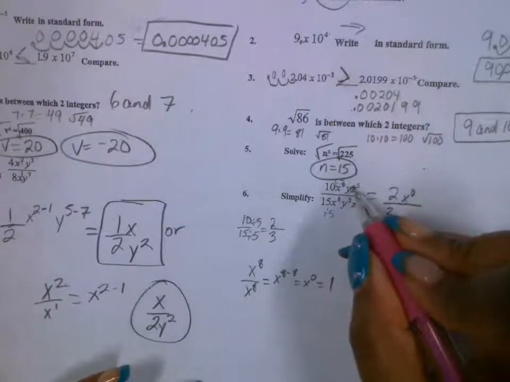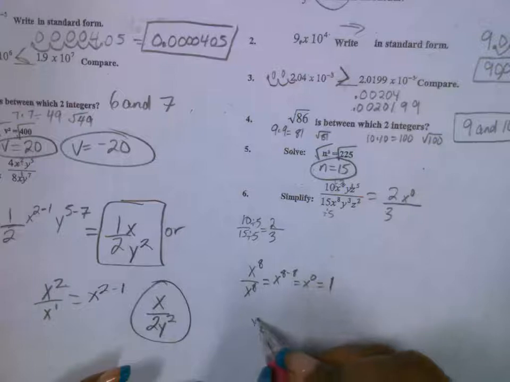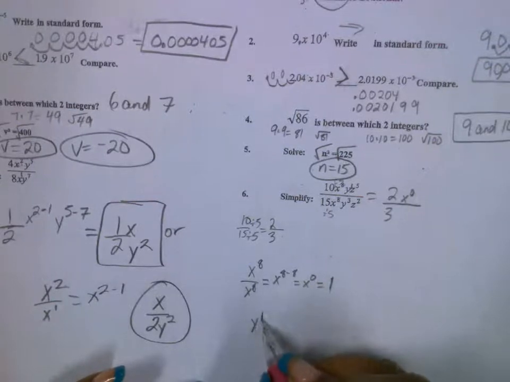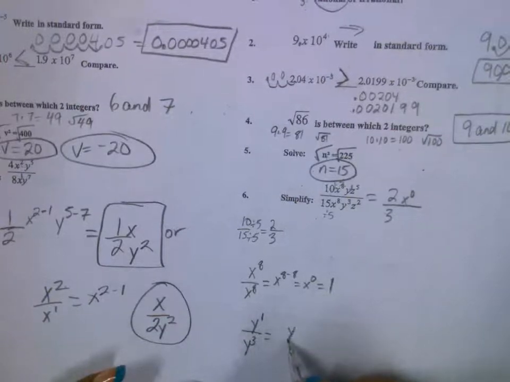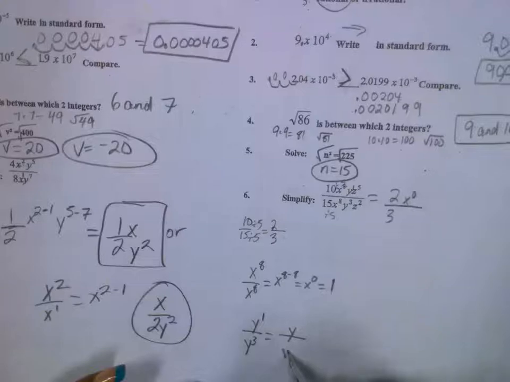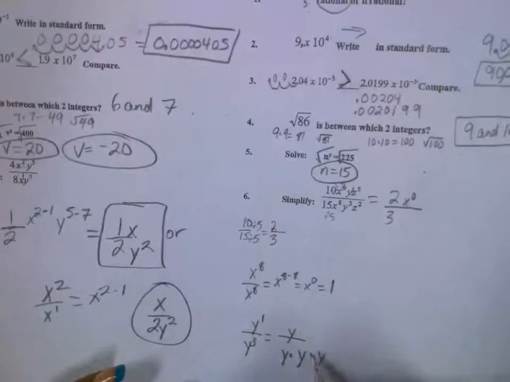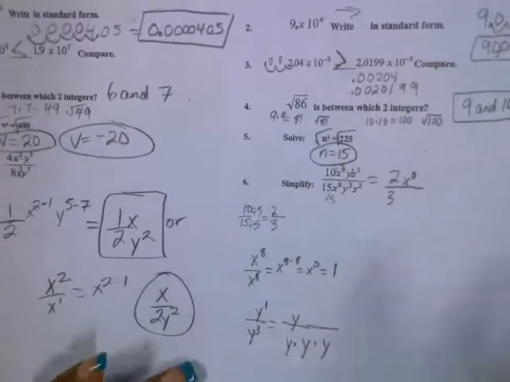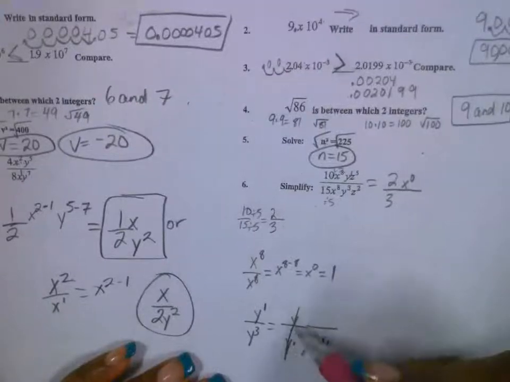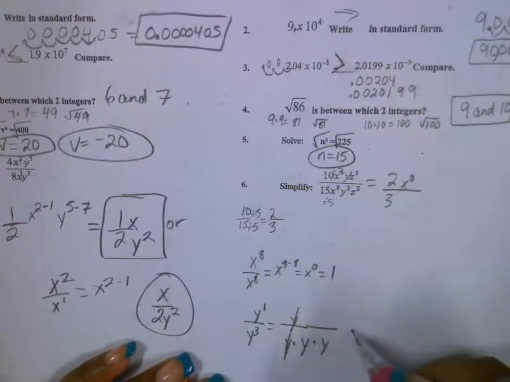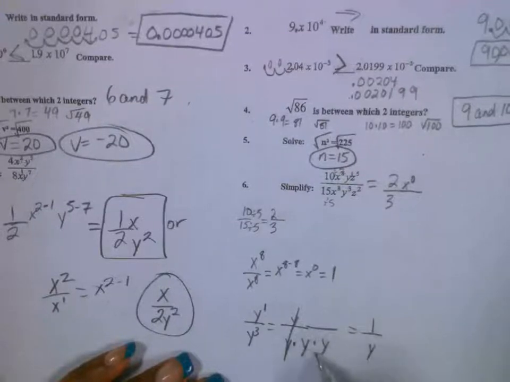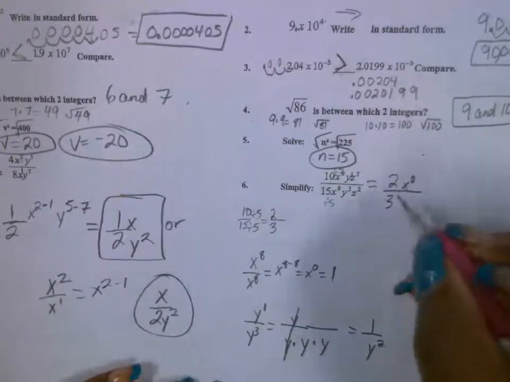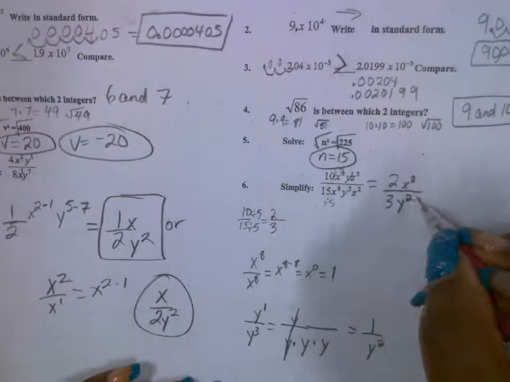Then we got y to the first and y to the third. The shortcut is to subtract. If you don't remember how to do this, just write it out. We got 1y on the top, y times y on the bottom. So this cancels out. 1 times 1, y times y is 1. So here what we have is 1 over y to what on the bottom? To the second power. So this is y to the second on the bottom. Okay.